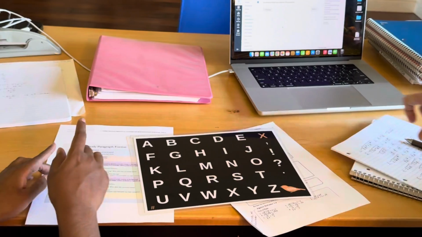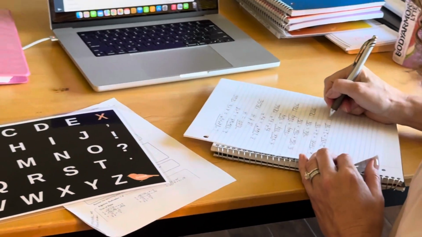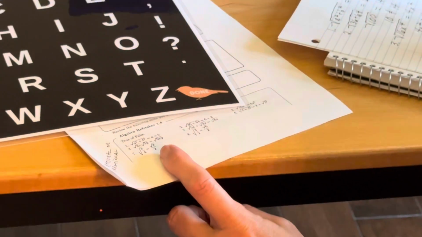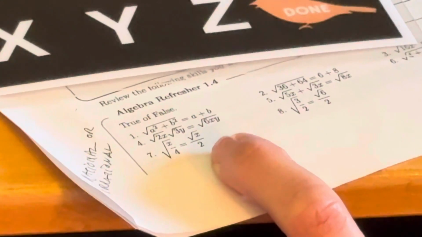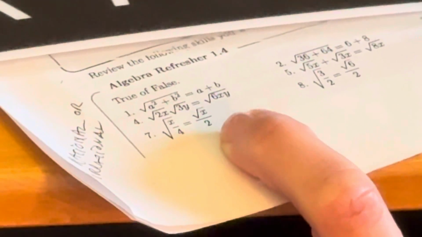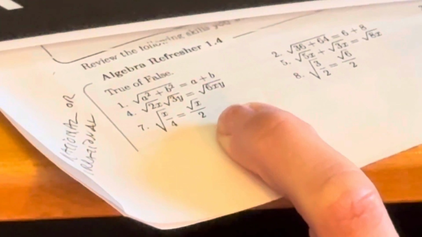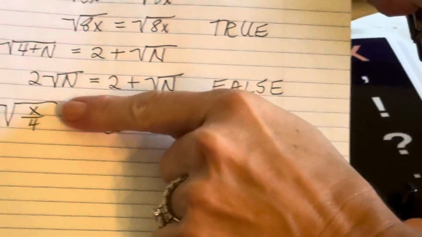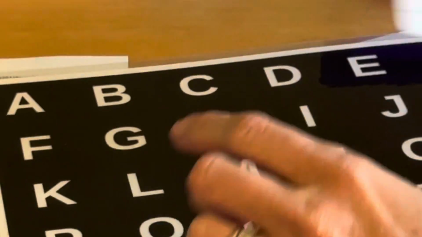Yep, it is false. Good job. Number 7: the square root of x over 4, x divided by 4, equals the square root of x divided by 2. All right, can you simplify the square root of x over 4?